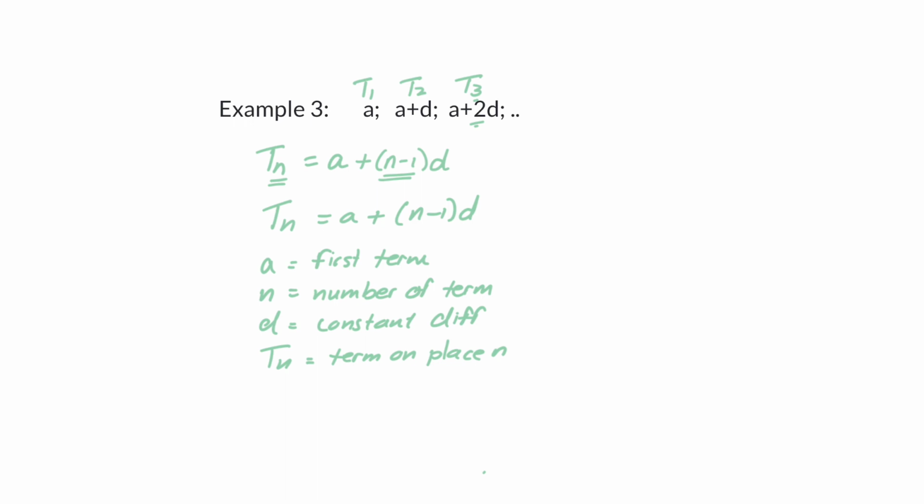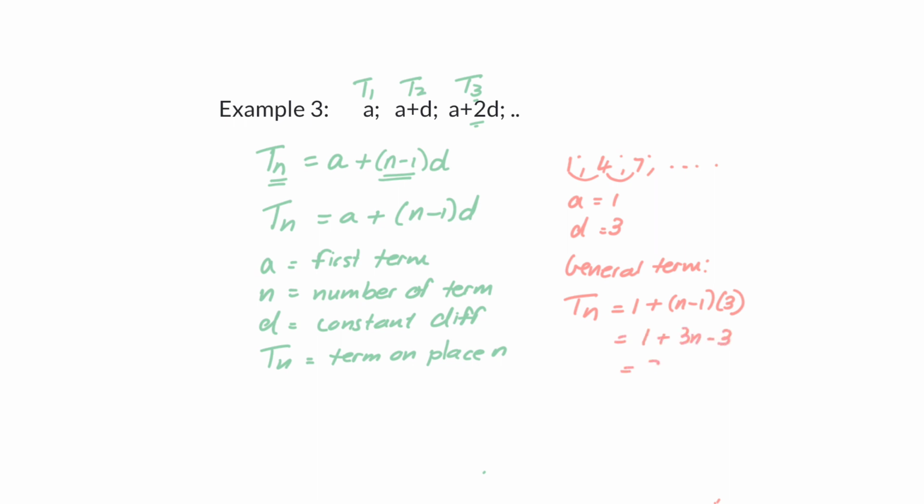Okay, so let's do a little example to explain this. Let's take the sequence 1, 4, 7. A is going to be 1. D is, of course, going to be 3, the constant difference. And the general term of this sequence would be Tn equals 1 plus n minus 1 times 3, which is the D. And if we simplify that, it simplifies to 3n minus 2.